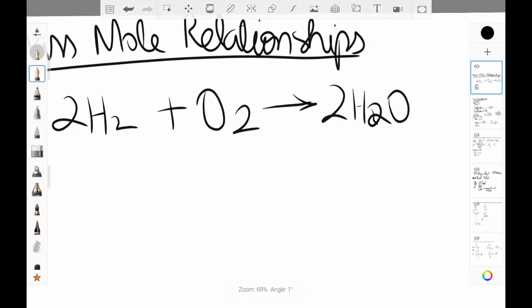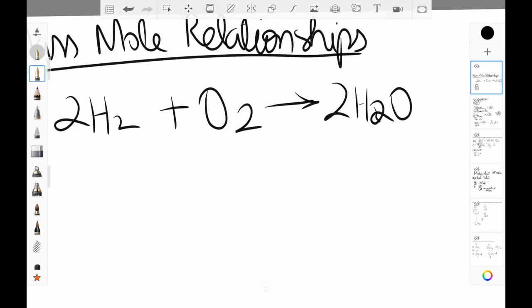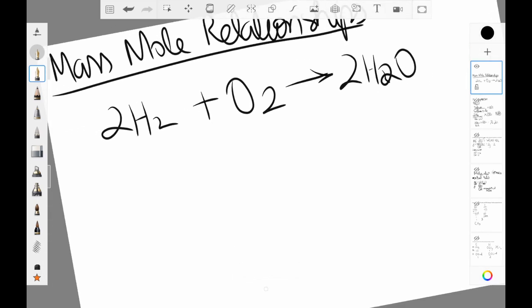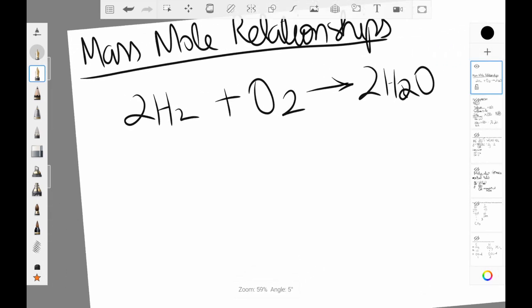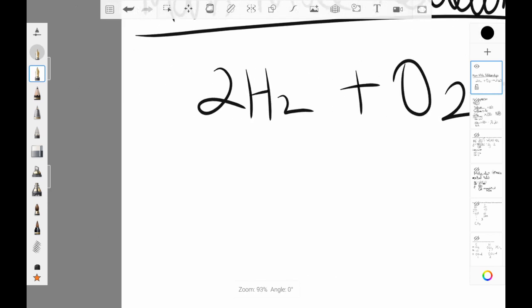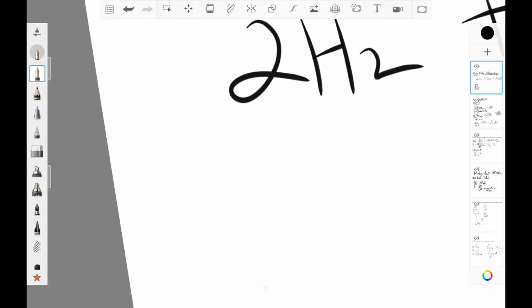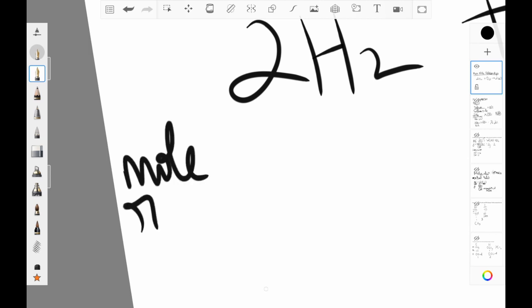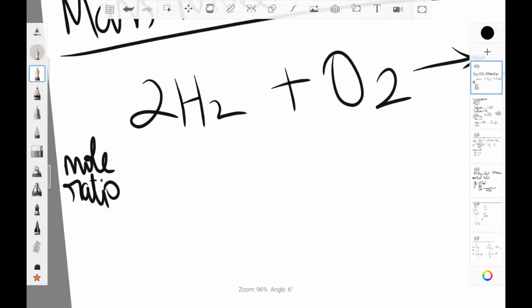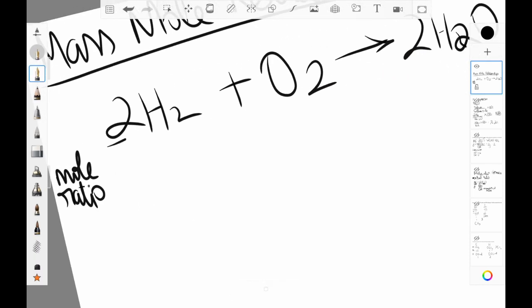As you can see, a balanced equation. From this equation, you can determine a few things. Number one, you can determine the mole relationship. What I mean by mole ratio is you can look at the coefficients. The coefficient here is 1, but you obviously don't need to write 1 because that's not necessary. And the coefficients tell you how many moles of each substance there are.